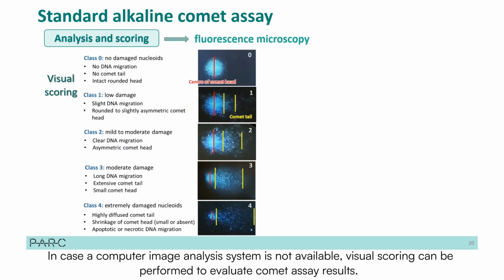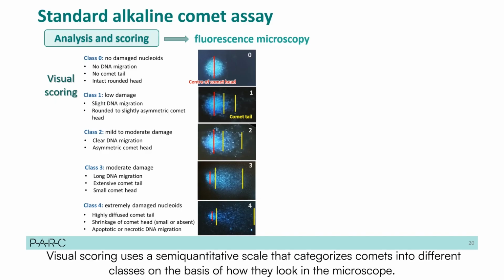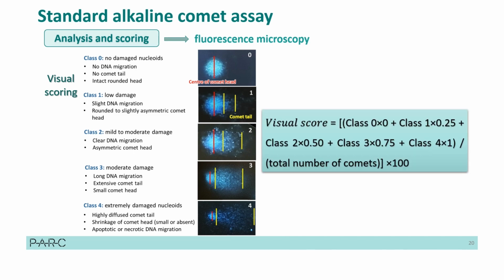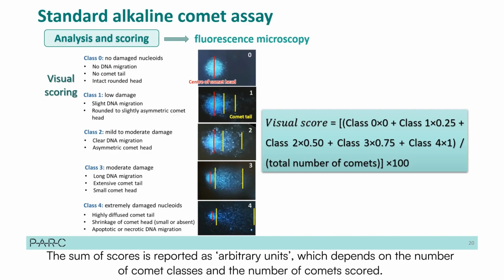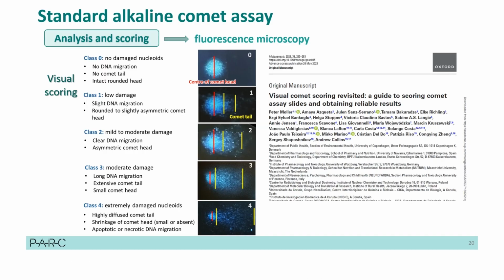In case a computer image analysis system is not available, visual scoring can be performed to evaluate COMET assay results. Visual scoring uses a semi-quantitative scale that categorizes comets into different classes on the basis of how they look in the microscope. The sum of scores is reported as arbitrary units, which depend on the number of comet classes and the number of comets scored.